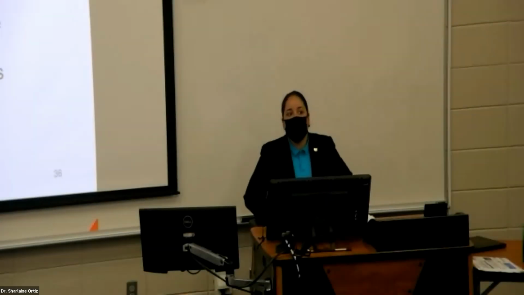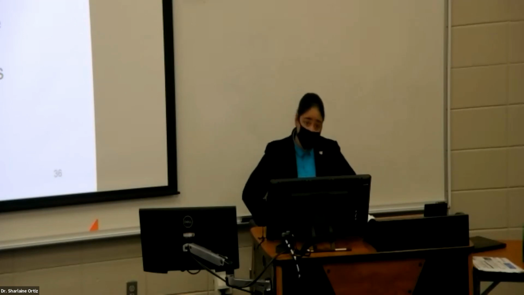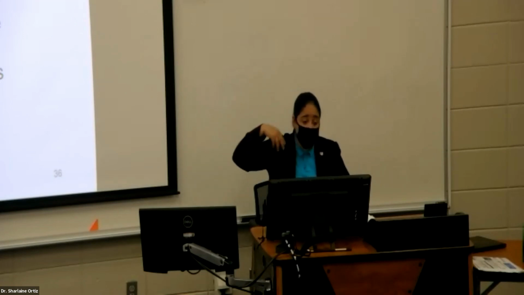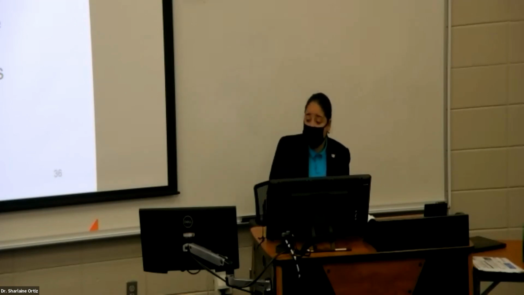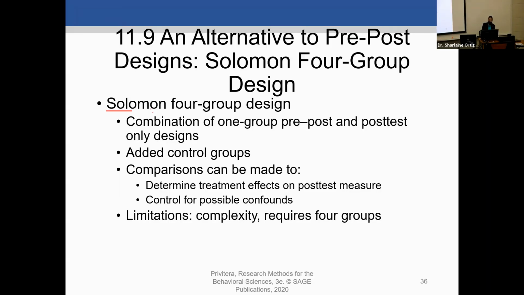So we have talked about what we can do when we are observing two groups, when we are observing more than two groups. In keeping with that line of thought, let's look at the Solomon four group design. Notice that in this specific case, we are combining the one group pre-test post-test, and we're also combining the post-test only design.